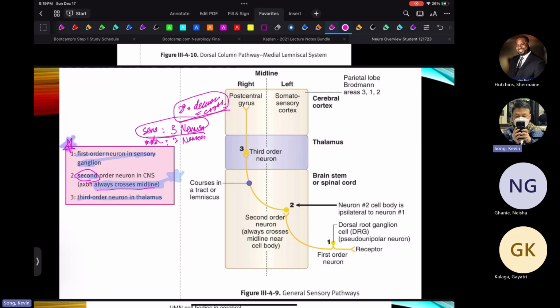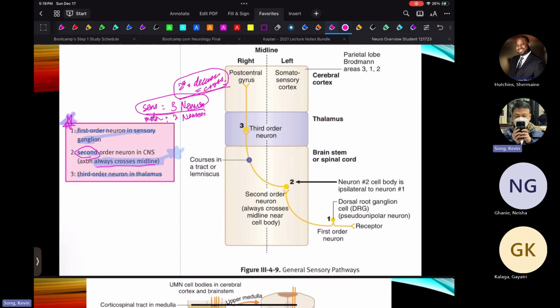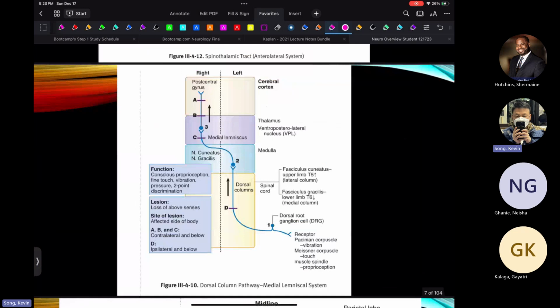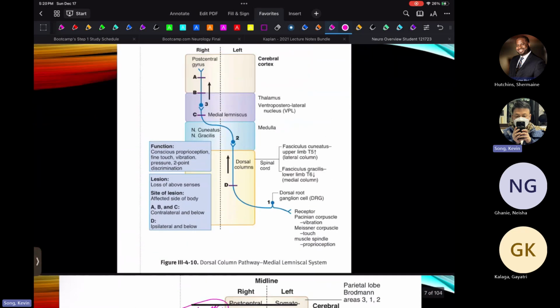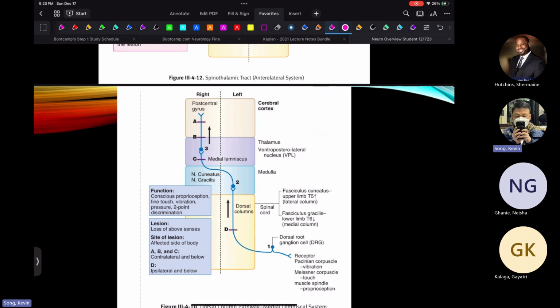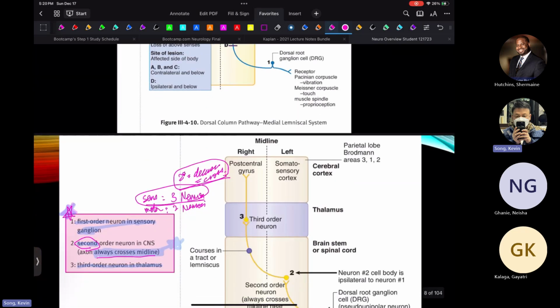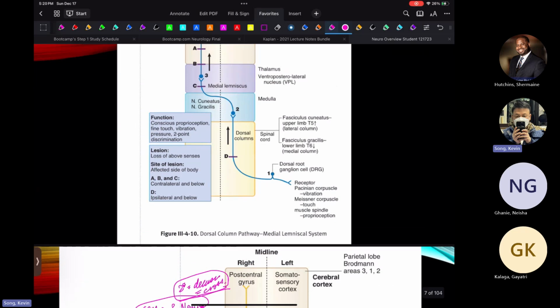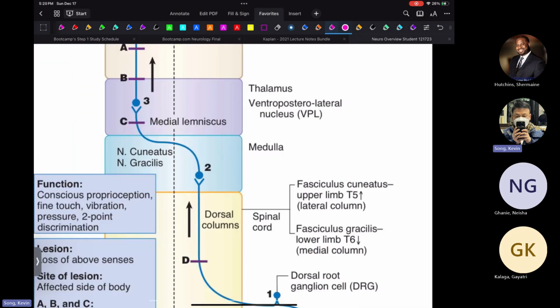Let's review. This is like a general rule. Let's start with, let me see, the dorsal column thing. Another general rule is that in the sensory pathway, clinically and anatomically in reality, it will decussate in the caudal medulla, right? Where is the caudal medulla?